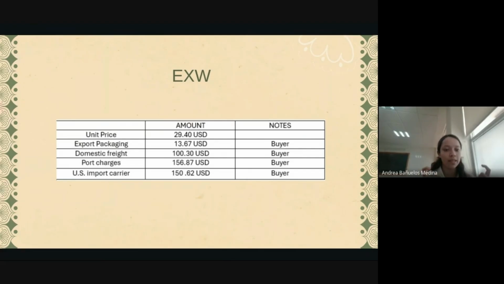Okay, this is like a mini summary. For example, the unit price is $29.40 if we add both the guava and the dried chipotle chili. But the buyer needs to pay for the export packaging, $13.67, the domestic freight, $100.30, the port charges, $556.87, and the US import carrier, $150.62, and all the risk is for the buyer.